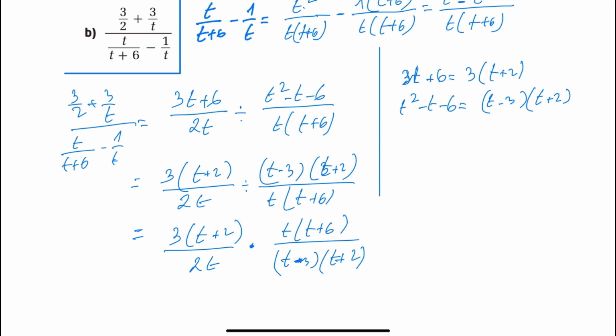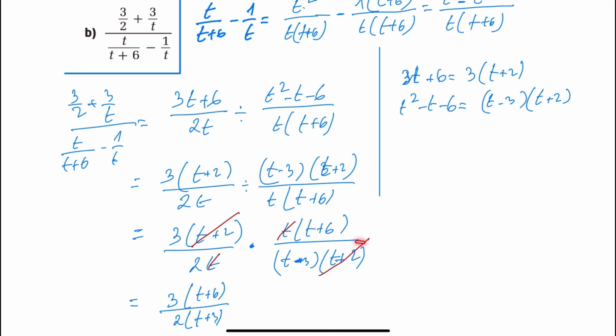Okay, now I can simplify by t plus 2, and I can also simplify by t, and I will get 3 times t plus 6 divided by 2 times t minus 3. Good.